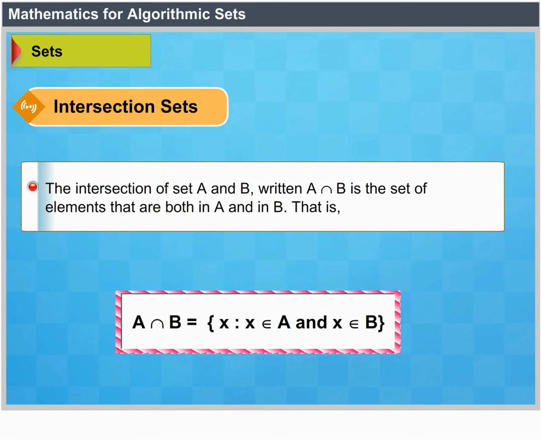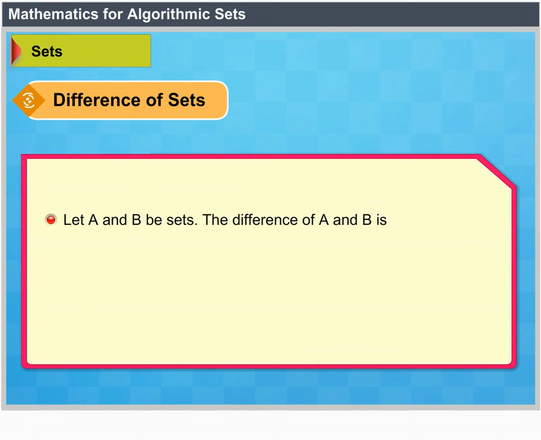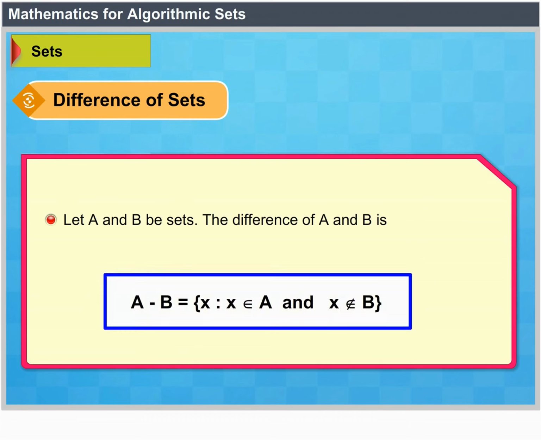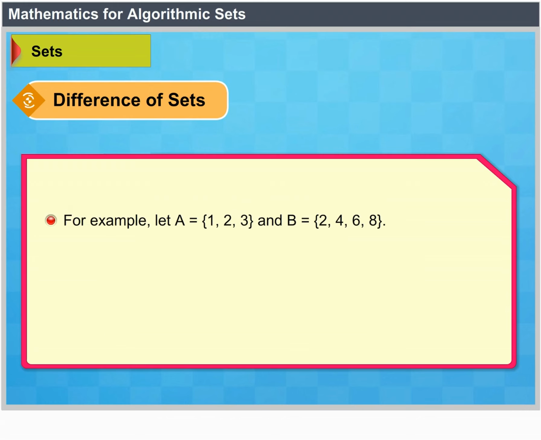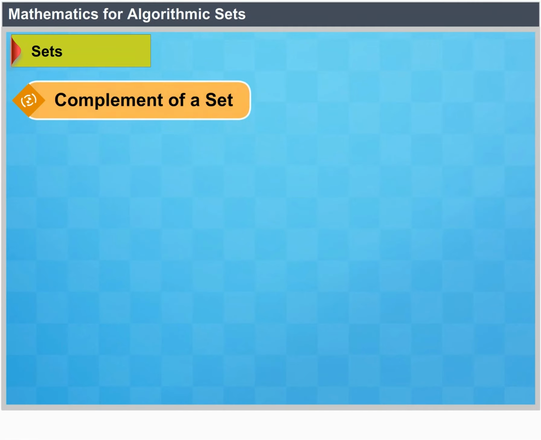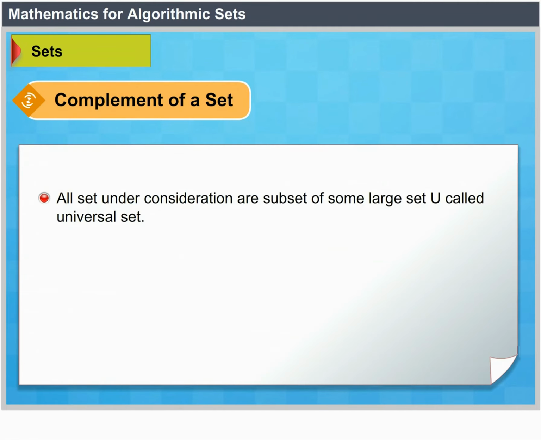Difference of sets. Let A and B be sets. The difference of set A and set B, A minus B, is equal to, within set symbol, x such that x belongs to A and x does not belong to B. For example, let A contain 1, 2 and 3 and set B contain 2, 4, 6 and 8. The set difference A minus B is equal to {1, 3}, while B minus A is equal to {4, 6, 8}. Complement of a set. All sets under consideration are subsets of some large set U, which is called the universal set.